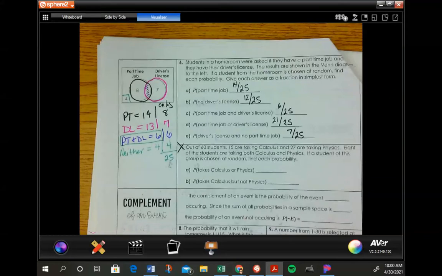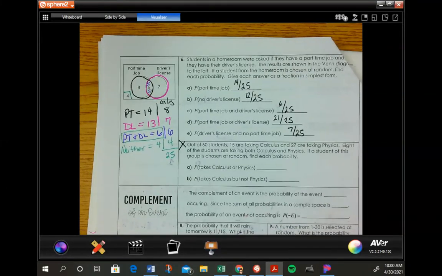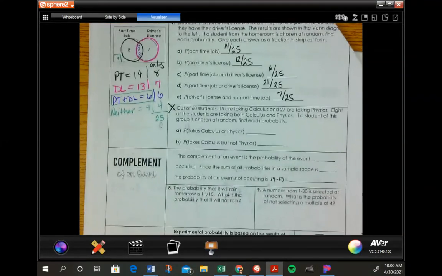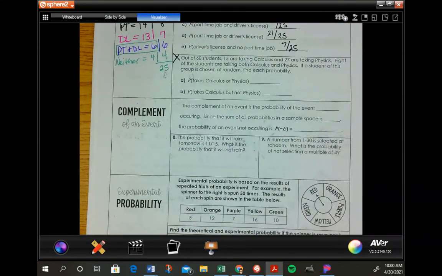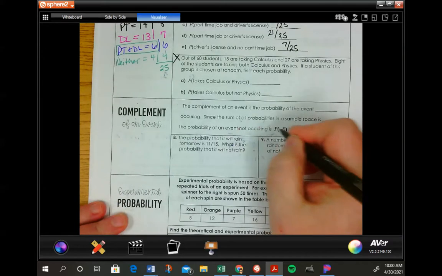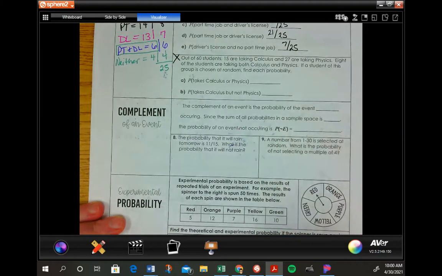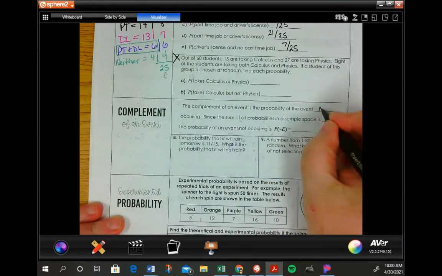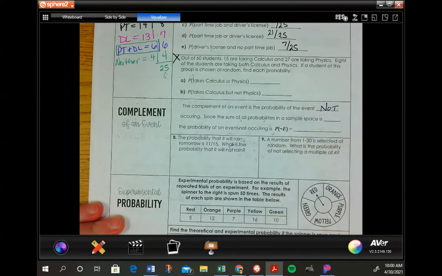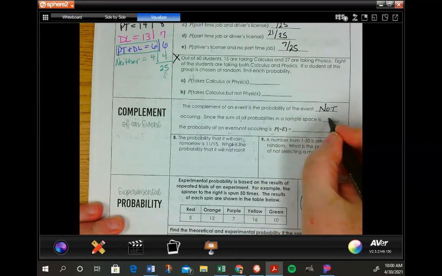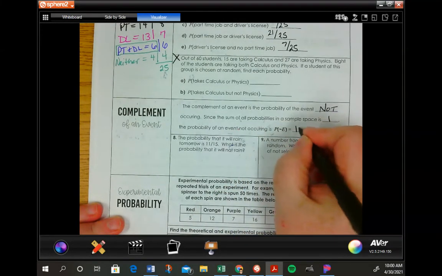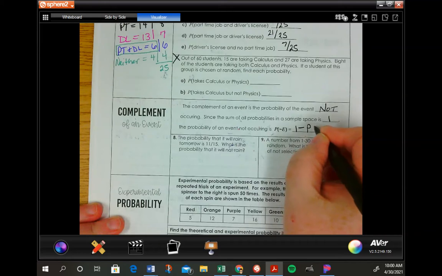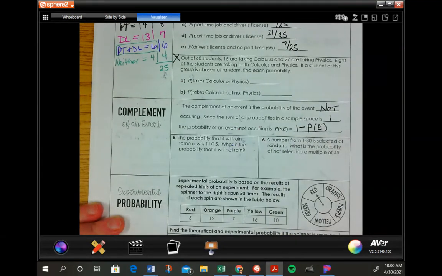Okay. And yeah, complement. This is easy. Complement just means we're going to do the not. This little tilde, the little squiggly means not. This complement just means not. And the sum of all complements in the sample space is 1. So we're going to do 1 minus the probability of an event. And this is easy to figure out.